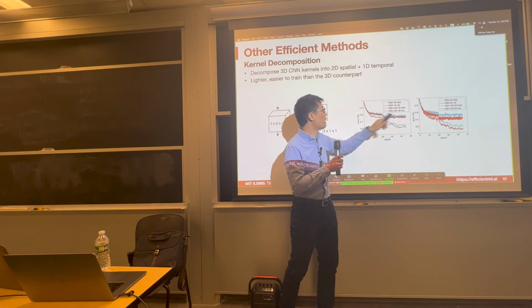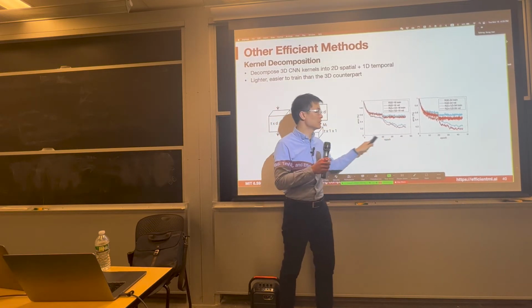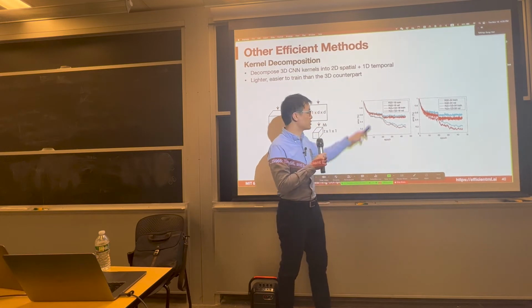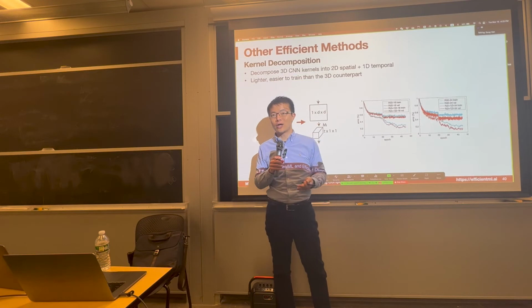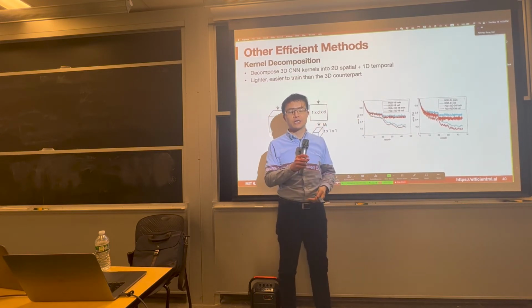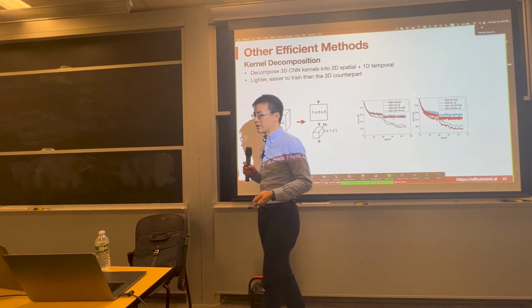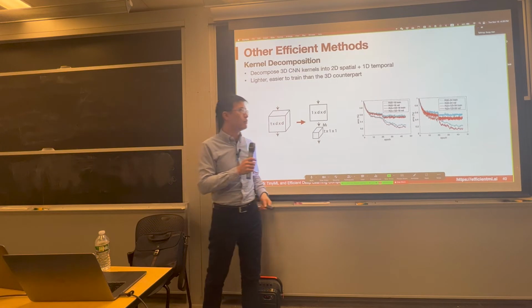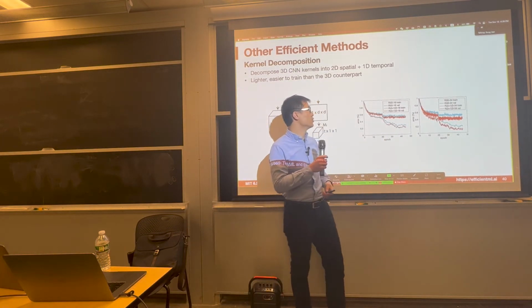For example, the blue part is the error versus the number of training epochs. As we increase the number of epochs, the error is going to decrease. But this 2 plus 1D actually has a faster decrease. It's decreasing the error faster compared with the 3D kernel, both for the training and also for the validation.